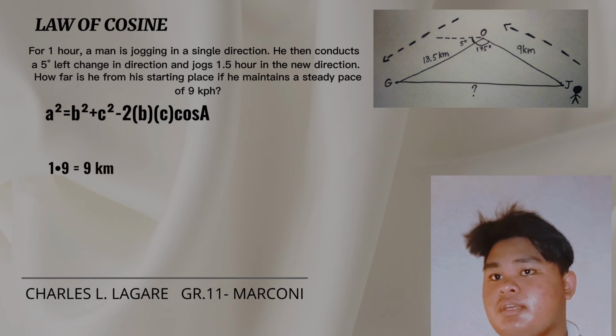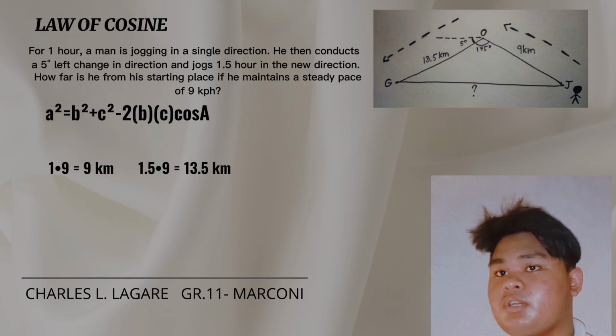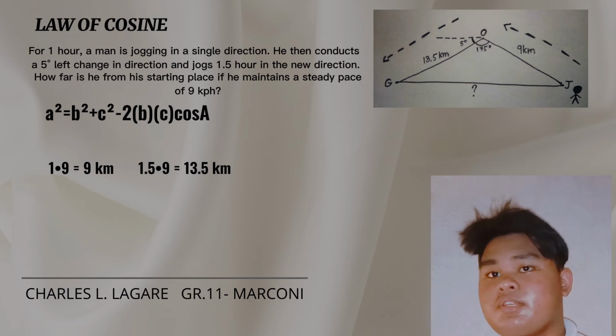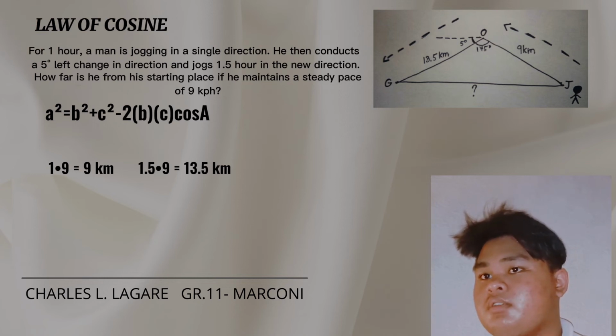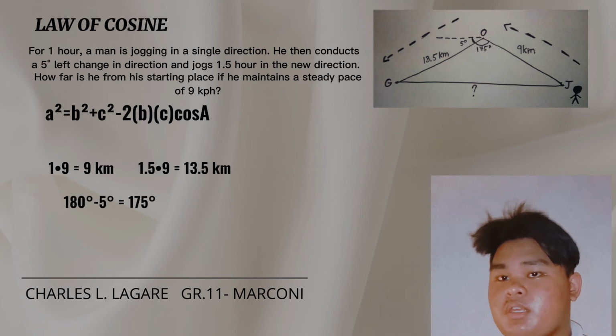The man was jogging at 9 kilometers per hour for 1 hour, so we multiply, we get 9 kilometers. Then for 1.5 hours, we have 13.5 kilometers. And there's one more thing to consider. When he was jogging in his first direction, he turns 5 degrees to the left to angle G. So if we extend the side, the little angle creates 5 degrees. Therefore, the large angle is going to be 180 degrees minus 5 degrees or 175 degrees.